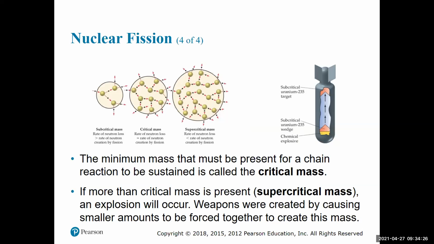The minimum mass that you must have for a chain reaction to be sustained is called the critical mass. If you have more than the critical mass, that's called a supercritical mass, and that's where you get an explosion. And that's how you do the weapons. Basically, you have enough material there so that it kind of goes crazy.